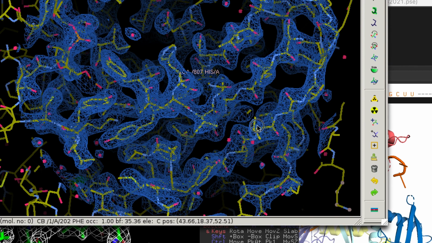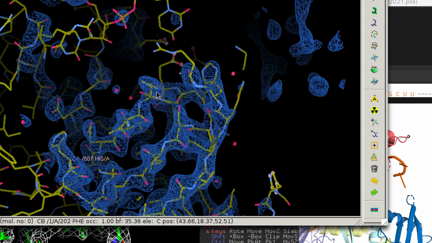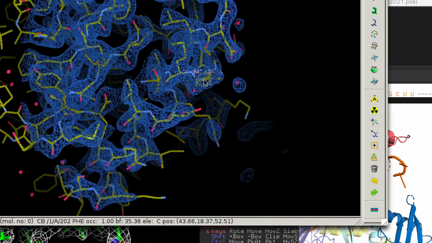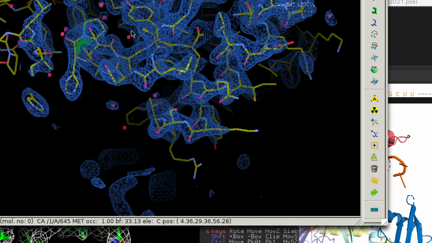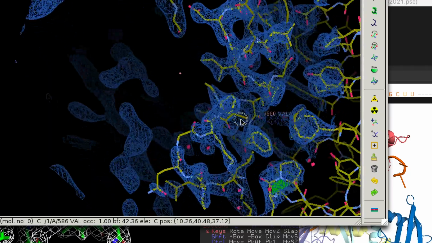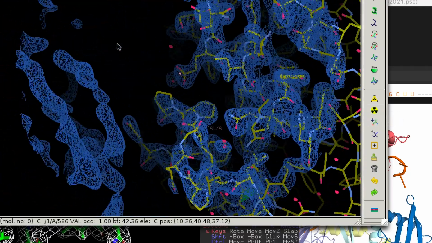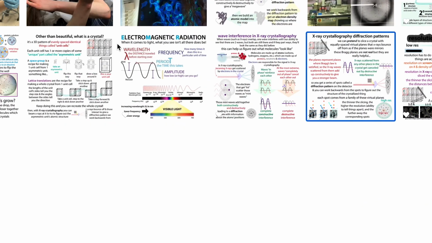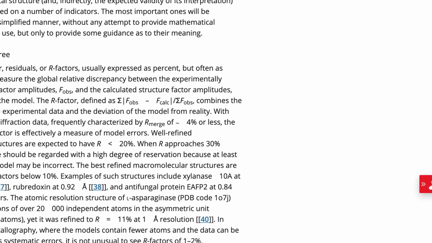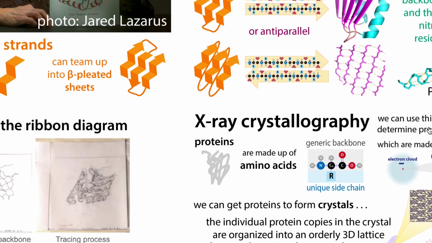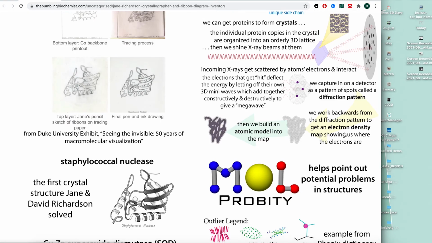And you'll see that some regions have a lot better density than others, but you can almost always see the continuous backbone, which is the strongest part, and that's what's really well represented in ribbon diagrams, thanks to Jane Richardson, who gave us this way to represent these structures.